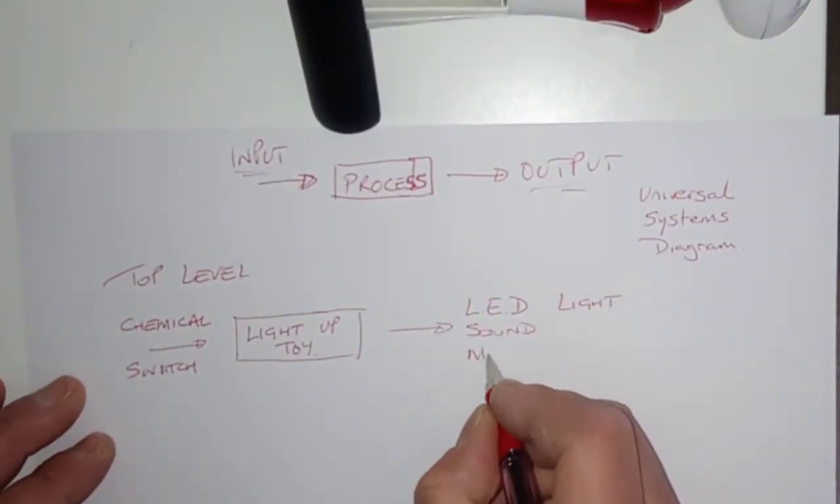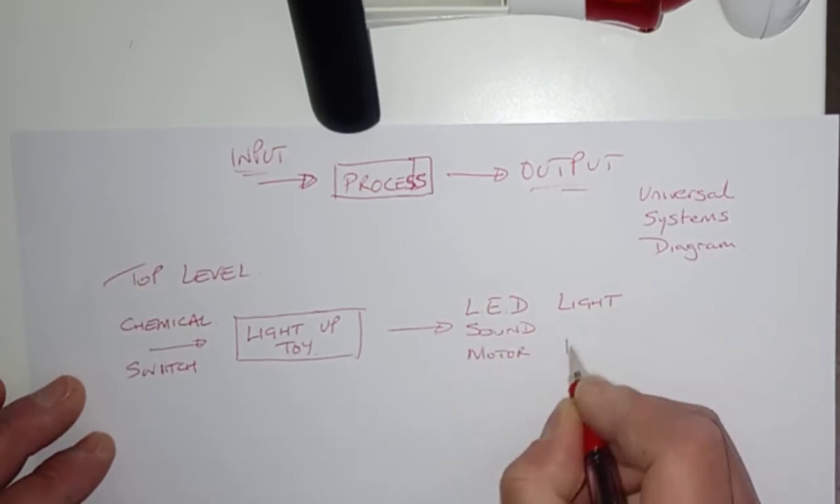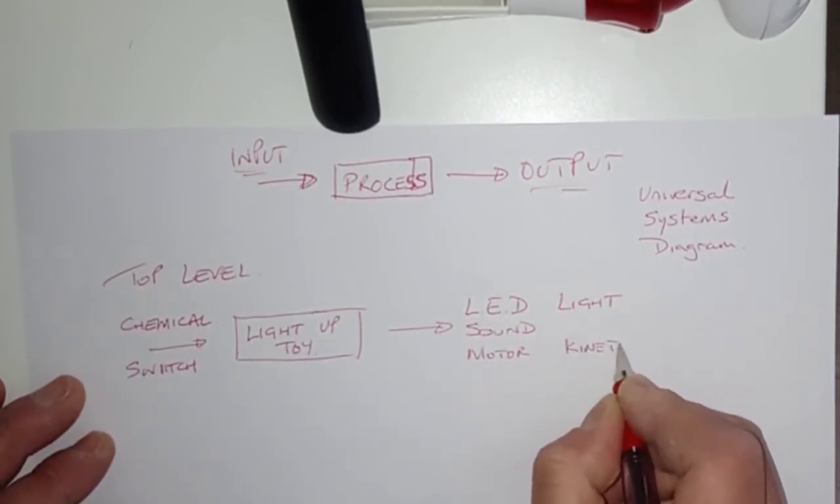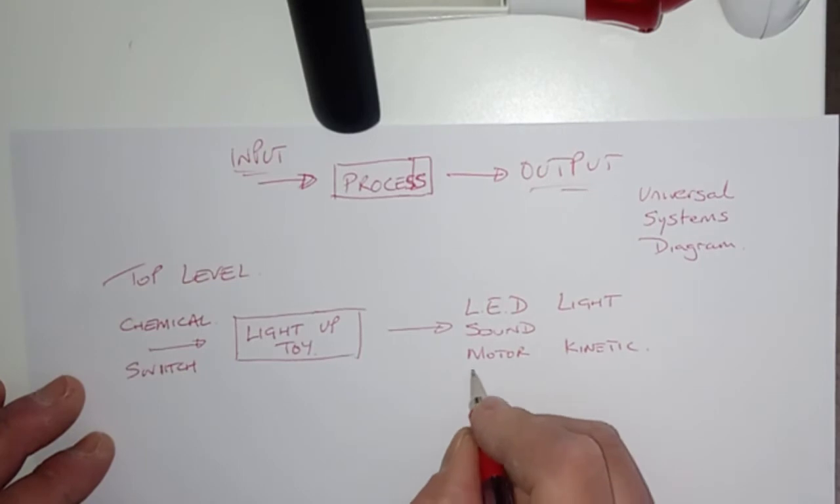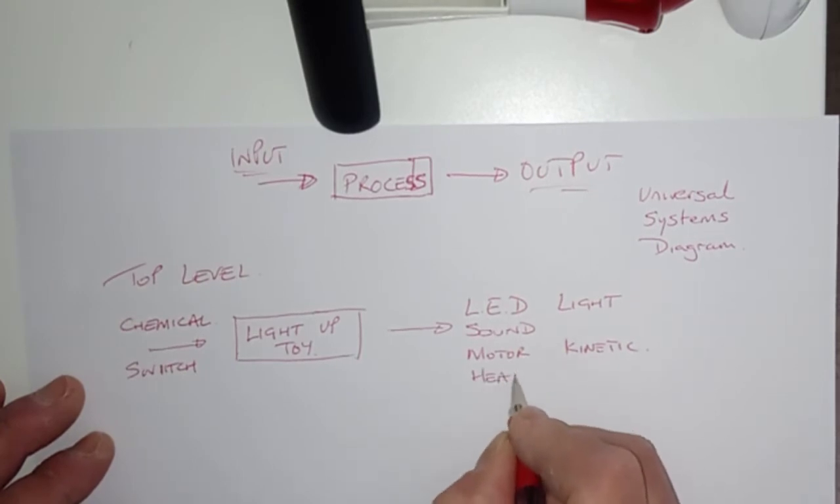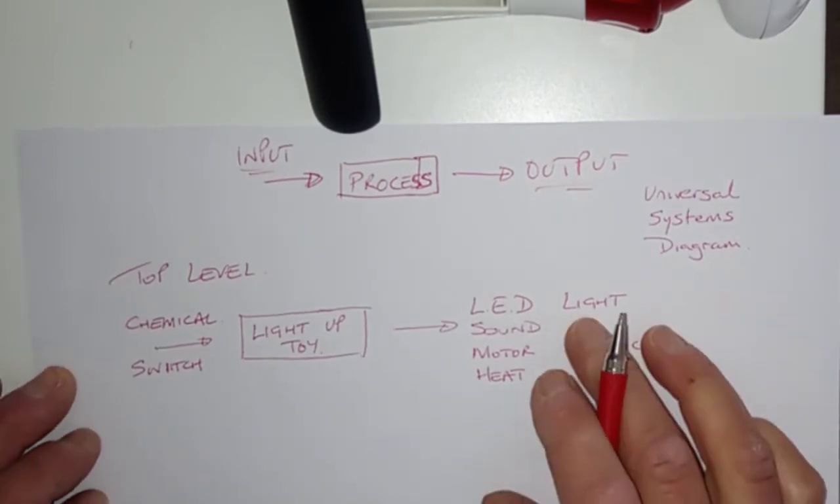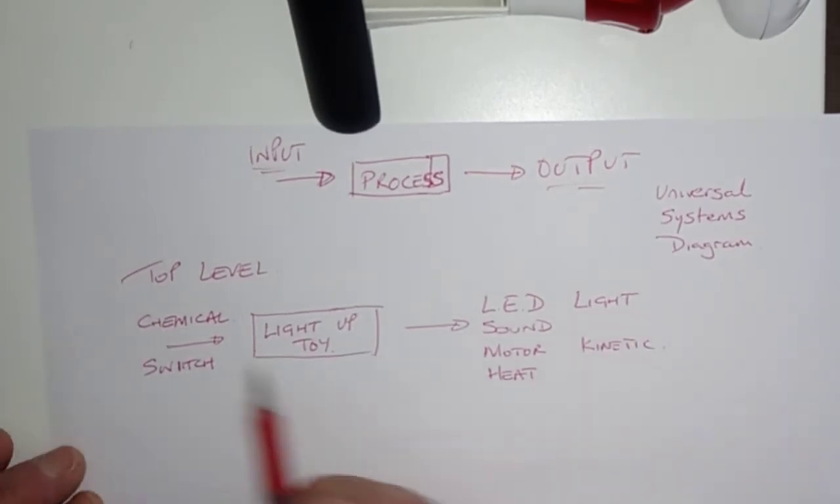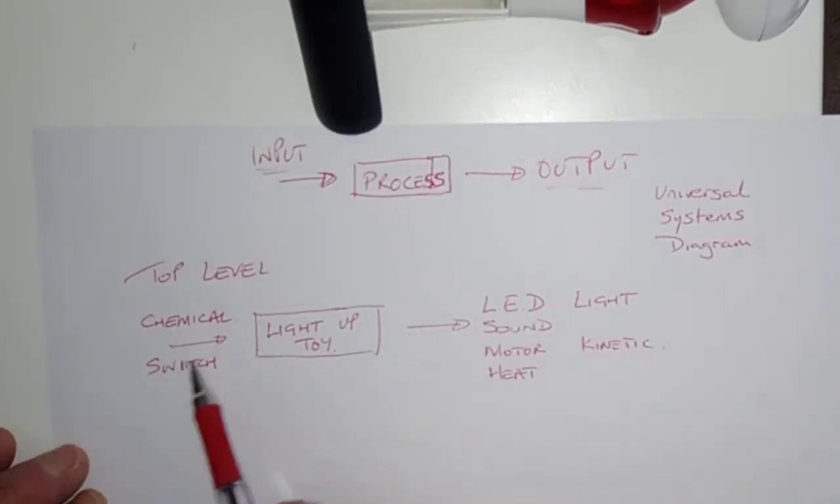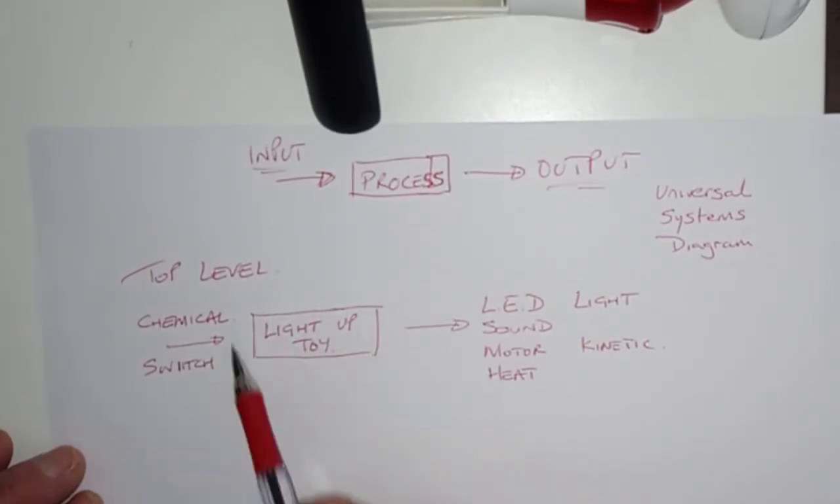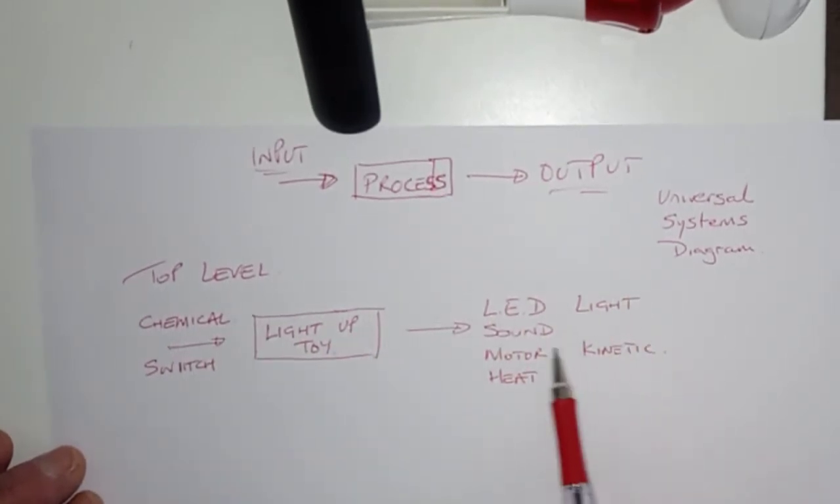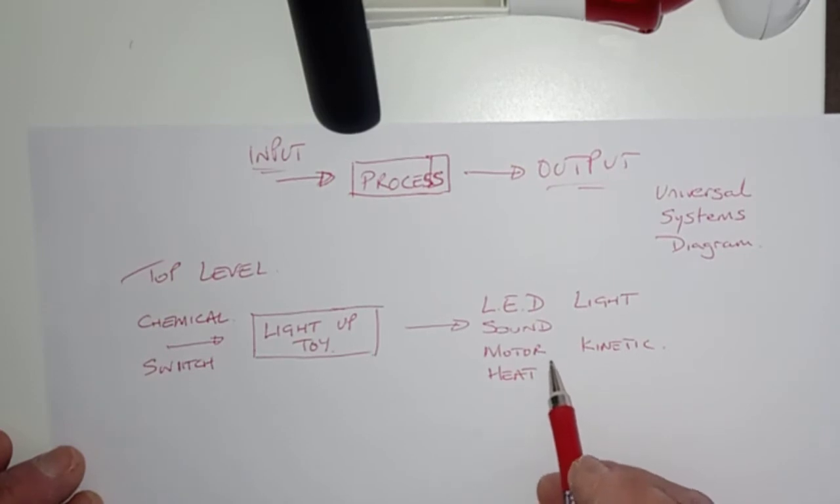So motor, and that will give us some kinetic energy because it's moving. And we may have some heat because the LEDs will give off a wee bit of heat. The motor turning will give off a wee bit of heat. So that's the top level systems diagram. So just looking at the inputs, what the object is, and the energy outputs as well here. So that's pretty good.